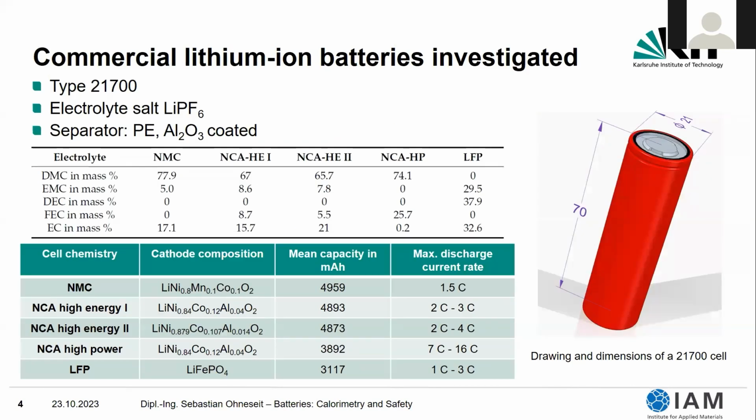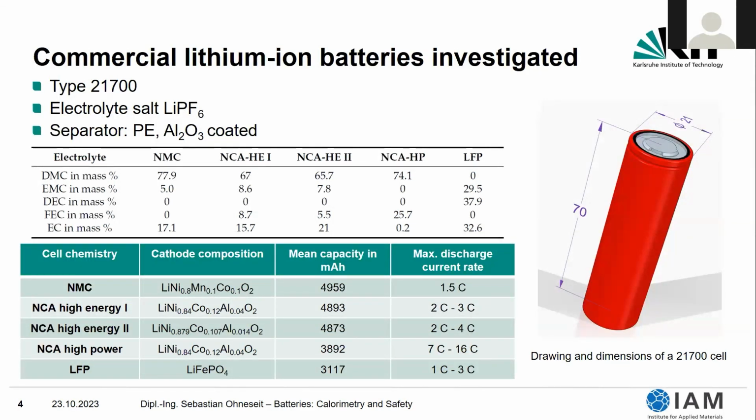So let's have a look at the samples that I studied. I'm working with commercial lithium-ion batteries of type 21700. They all have the electrolyte salt LiPF6. They all have an aluminum oxide coated PE separator, but they differ a little bit in terms of electrolyte composition. The 5 different cells that I studied are from different manufacturers, and as the main differing aspect is the cathode materials, I will always indicate them by the different cathode materials.